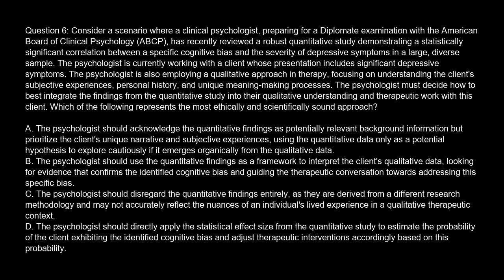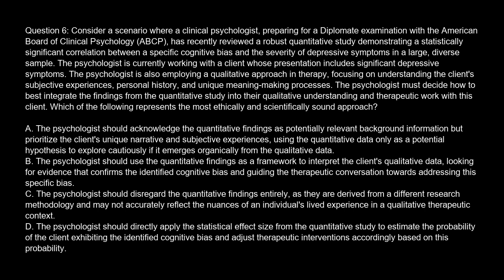Option A. The psychologist should acknowledge the quantitative findings as potentially relevant background information, but prioritize the client's unique narrative and subjective experiences, using the quantitative data only as a potential hypothesis to explore cautiously if it emerges organically from the qualitative data. Option B. The psychologist should use the quantitative findings as a framework to interpret the client's qualitative data, looking for evidence that confirms the identified cognitive bias and guiding the therapeutic conversation towards addressing this specific bias.